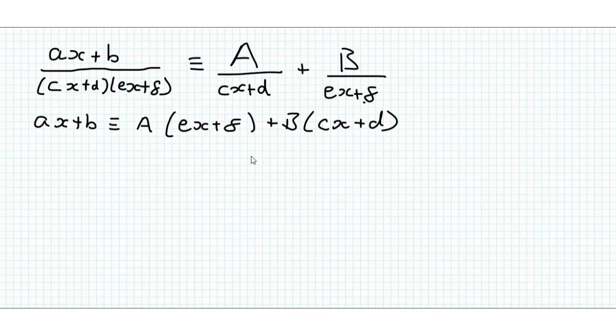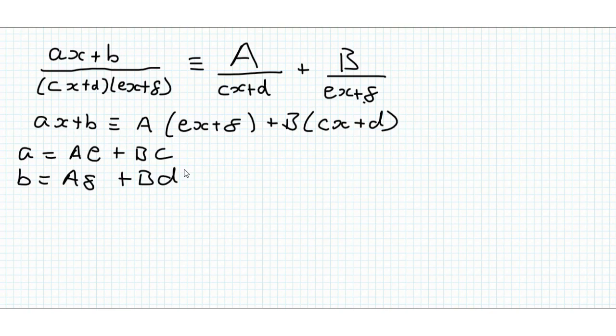Or, and my preferred method, but both are perfectly fine, is equating coefficients. So we know that the x coefficients have to be equal and the constant coefficients have to be equal, so we have little a is equal to Ae, because we get Aex here, plus Bc, because we get Bcx here, and we also know for the constant little b is equal to A multiplied by f plus B times d. Now we have a pair of simultaneous equations which we can solve. Okay, so let's look at an example.